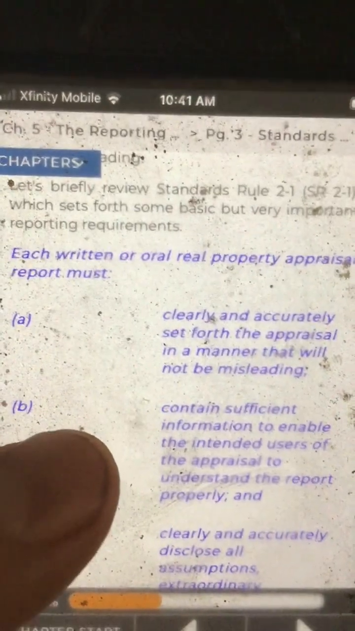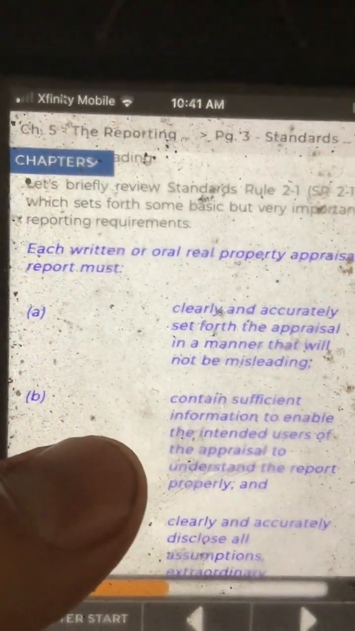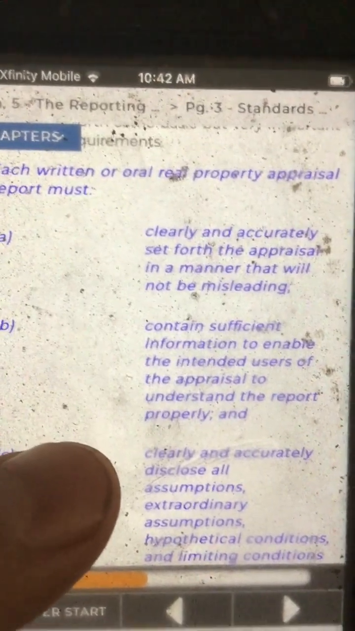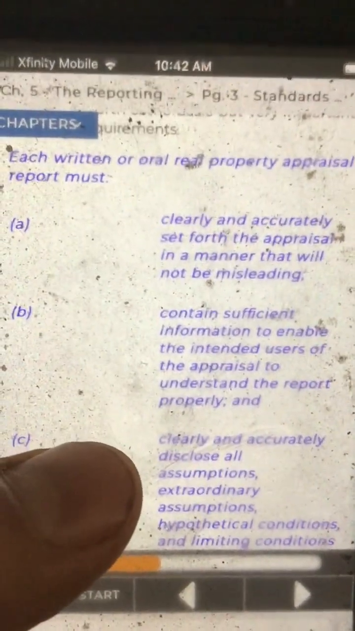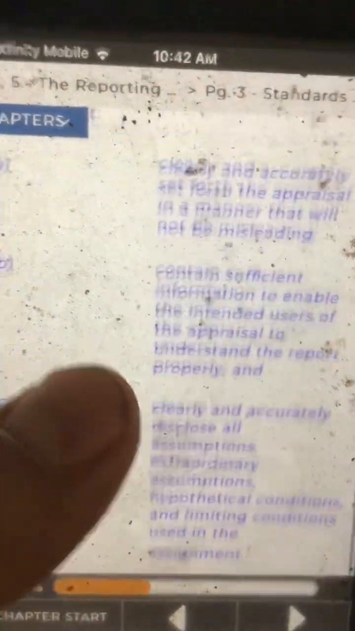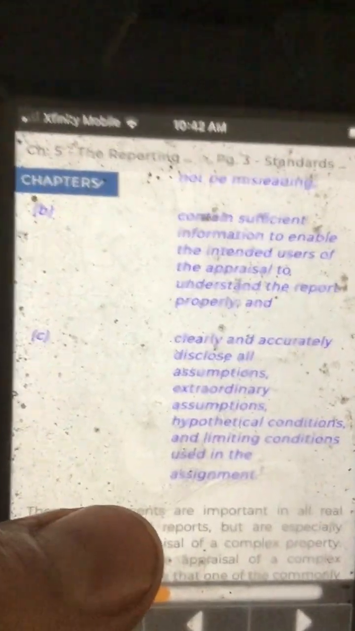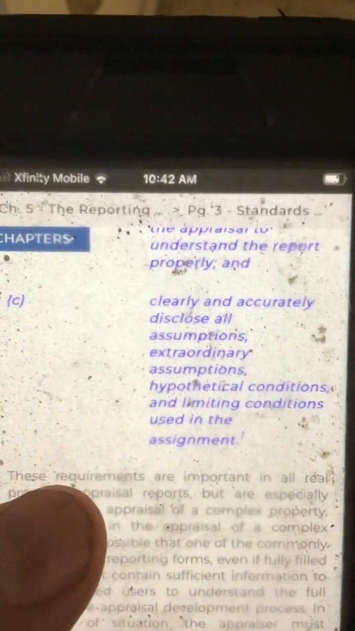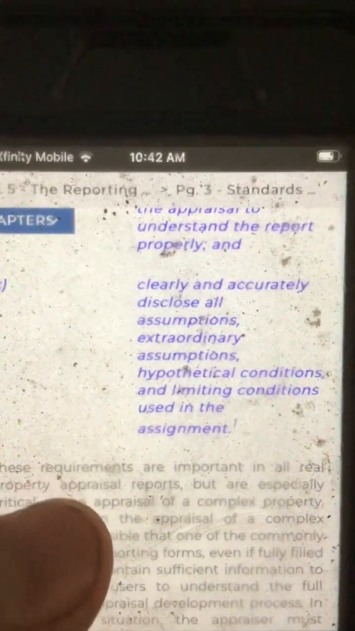Let's briefly review Standards Rule 2-1, SR 2-1, which sets forth some basic but very important requirements. Each written or oral real property appraisal report must: A. Clearly and accurately set forth the appraisal in a manner that will not be misleading. B. Contain sufficient information to enable the intended users of the appraisal to understand the report properly. And C. Clearly and accurately disclose all assumptions, extraordinary assumptions, hypothetical conditions, and limiting conditions used in the assignment.